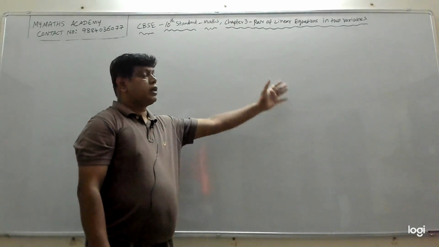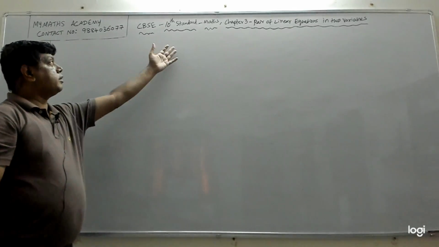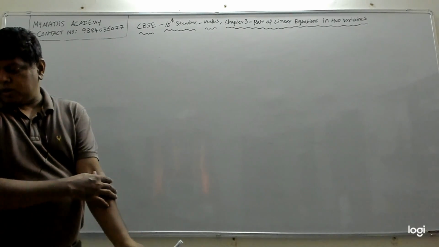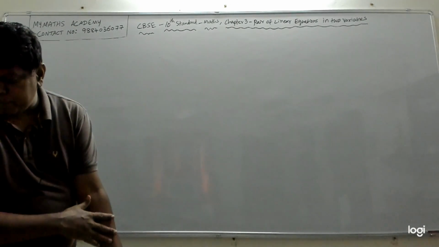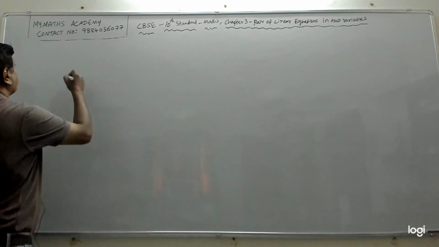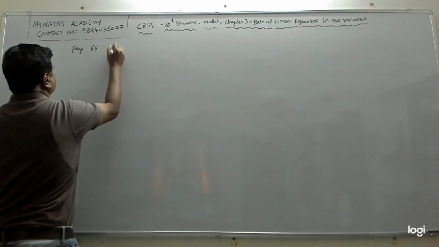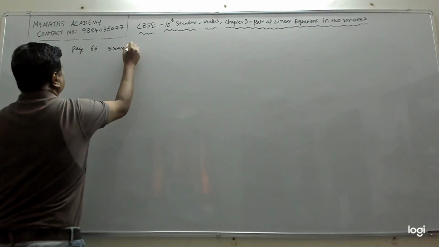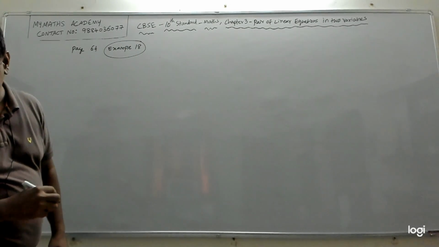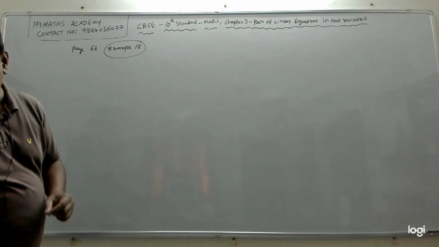In this video, we'll continue with pair of linear equations in two variables for 10th standard CBSE mathematics. We will continue with example 18 on page number 64 in your textbook. So page number 64, example 18 problem, right? We have to solve the pair of equations by reducing them to a pair of linear equations.